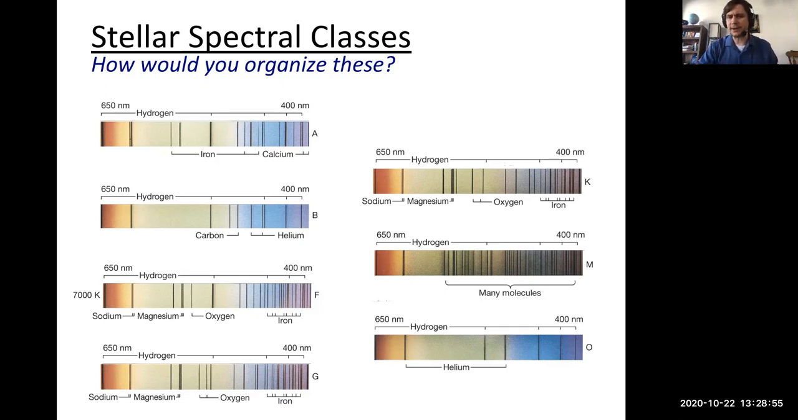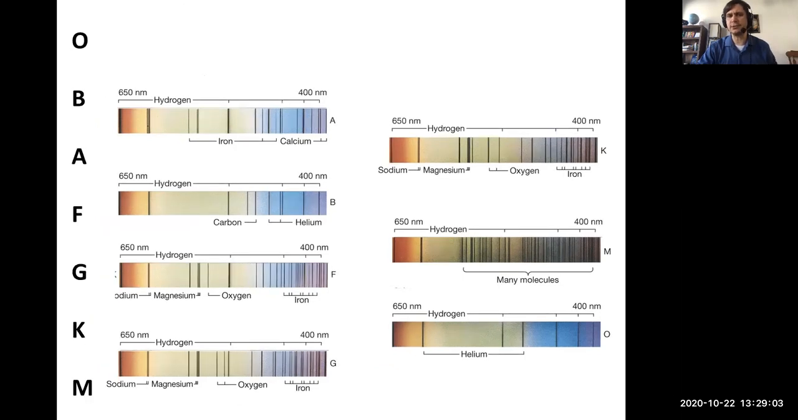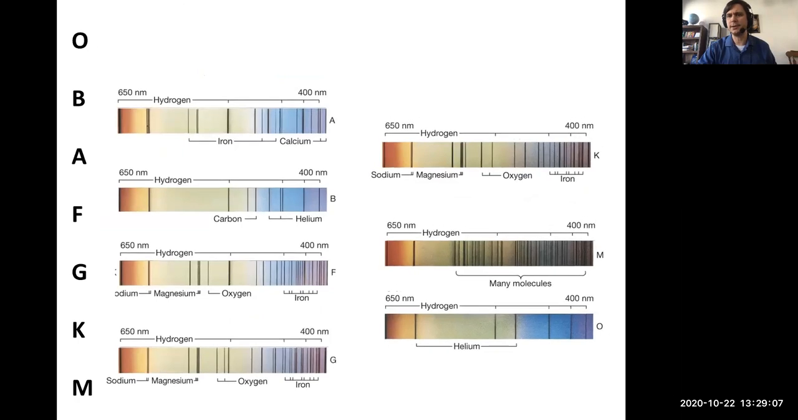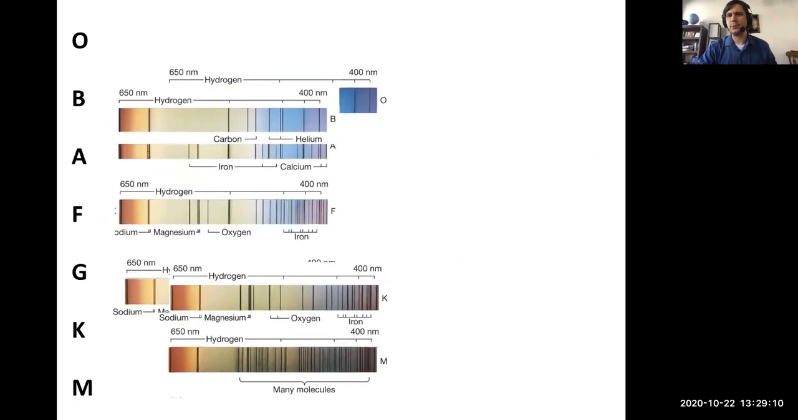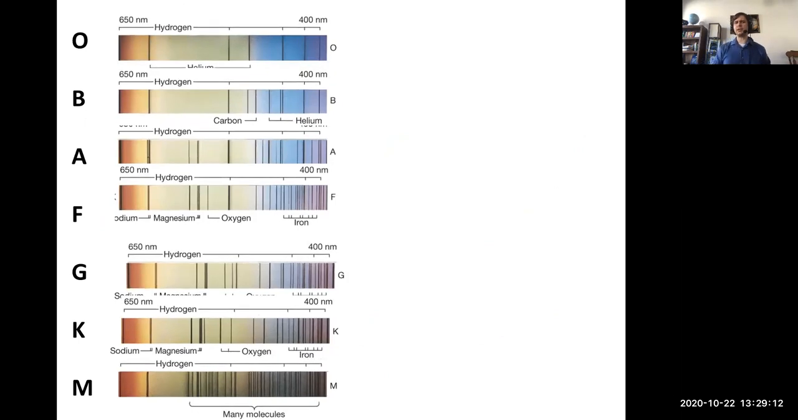So what ends up happening in the story of this video is we reshuffle this deck of A through P, get rid of most of the letters, and come up with just 7 letters: O, B, A, F, G, K, and M. And we define these 7 spectral classes. This is our modern classification scheme. Maybe this is what you came up with. Maybe it's not. If you studied the notes, I'm pretty sure that you probably did come up with this one.